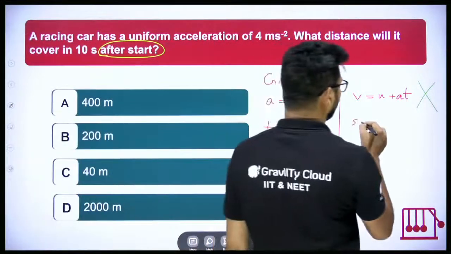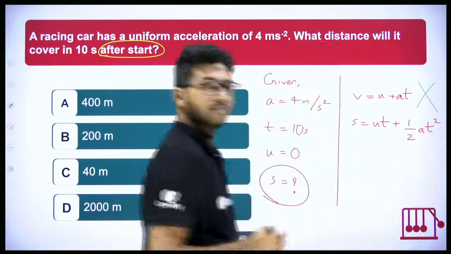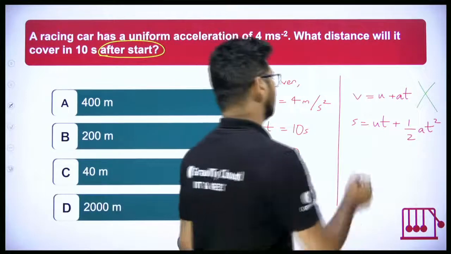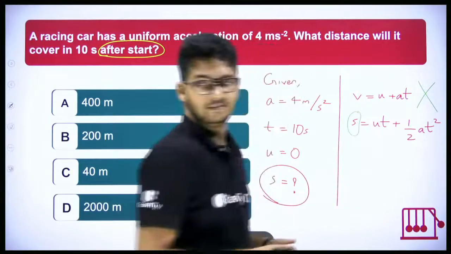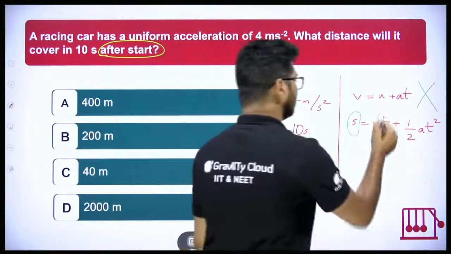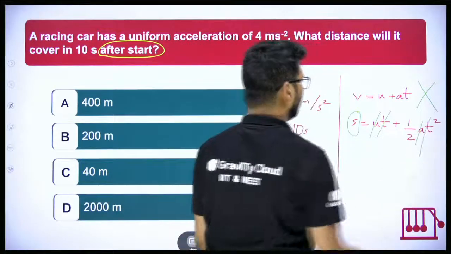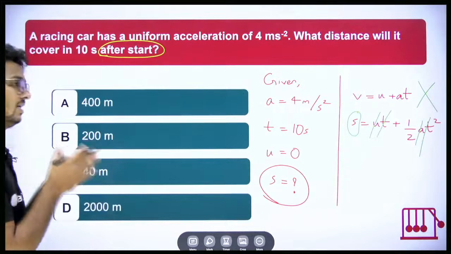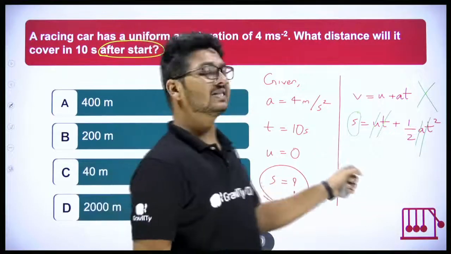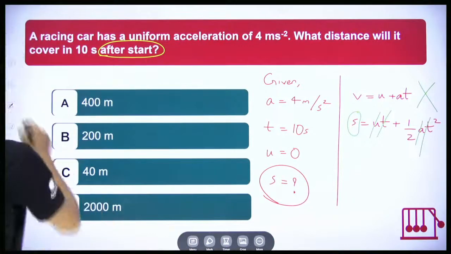Right? Then let's look at the second equation. S is equal to UT plus half AT square. Now let's verify whether we can use this. We have to find out S. Now apart from S, do we have everything else? Do you have U? U is given 0. Do you have time? Yes. Do you have acceleration? Yes. So apart from displacement, which we have to find out, we have everything else. So if I use this equation, I'll substitute them, I'll directly get the answer. Let's try finding it out.